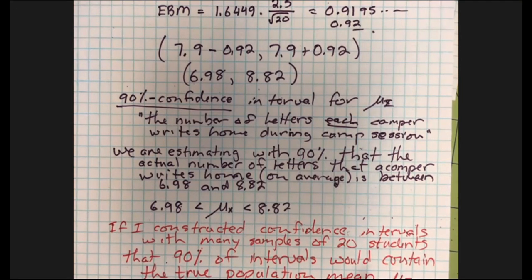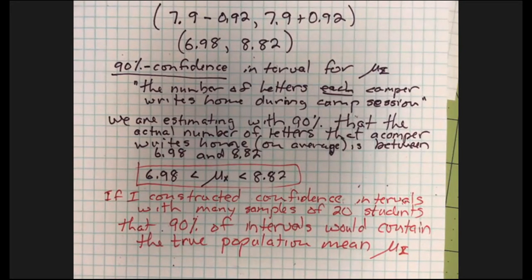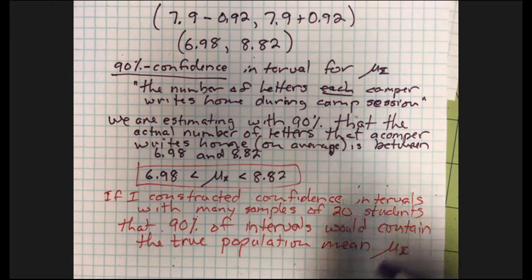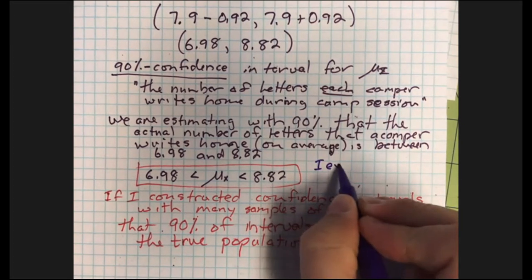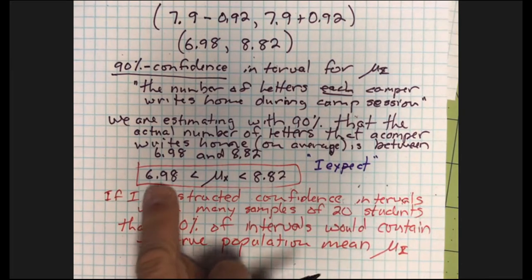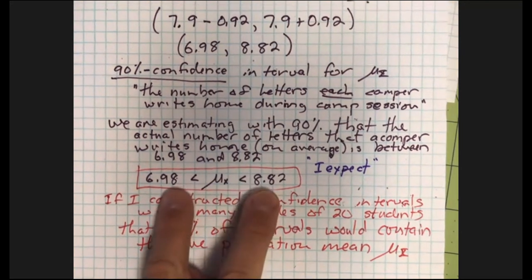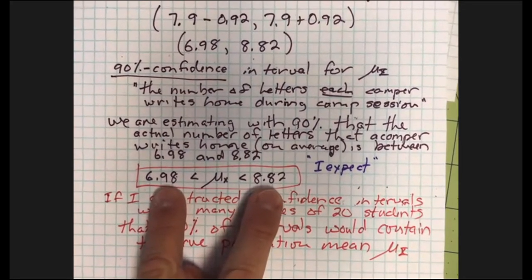Let's process this. This interval that I constructed was based on one sample of 20 students. I have no right to say I'm certain that the average is between 6.98 and 8.82. What I'm saying is, I expect that it is. What am I certain about? What I'm certain about is if I asked 20 students and then 20 more students, and if I kept taking random samples of 20 students and making intervals like this, they would all look a little bit like this.